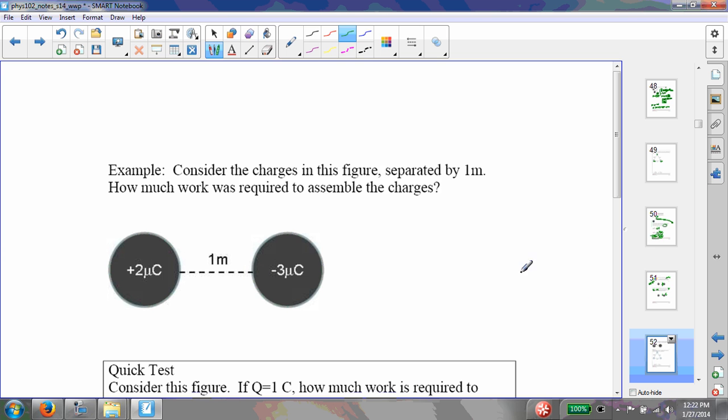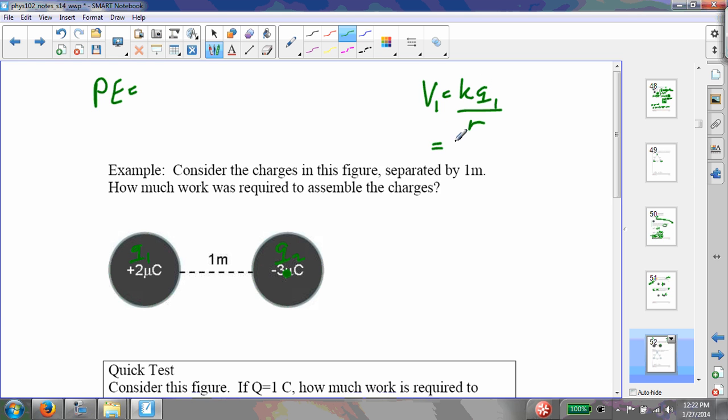But let's work through a problem right here. I have two charges in this figure separated by 1 meter. How much work is required to assemble the charges? Well, this one's pretty simple, and then I'll add a third charge. Actually, I'll do this the easy way first. So the potential energy is going to be, let's call this Q1, and I'll call this Q2. I'm going to go a little bit roundabout here. I'm going to say that the voltage due to charge 1 is going to equal KQ1 over R.